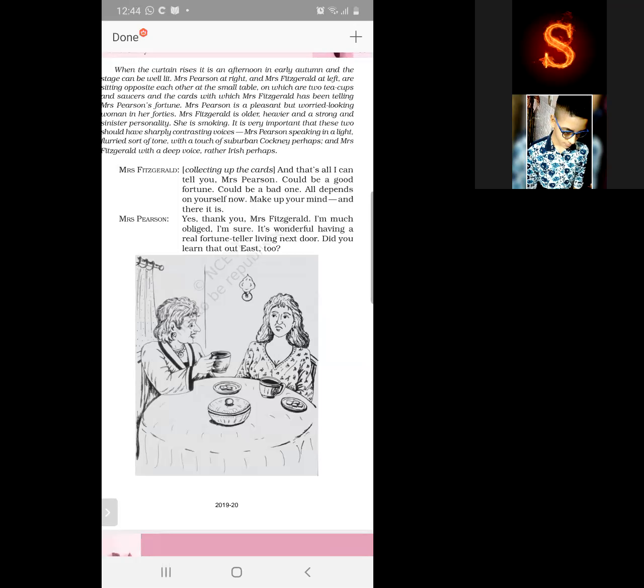Now let's start with the play. Let's find out what the conversation is and how it goes. I want Darshika to read Mrs. Pearson's part, and I want Achal to read Mrs. Fitzgerald's part. Please, as I've told you, both the characters are contrasting. Mrs. Fitzgerald is that bold, daring lady who is sitting there telling the fortune. She's smoking, and Mrs. Pearson is quiet, peaceful, and at the same time she's worried. So your pitch should be accordingly. Let's start. Anshul, first it's your turn.